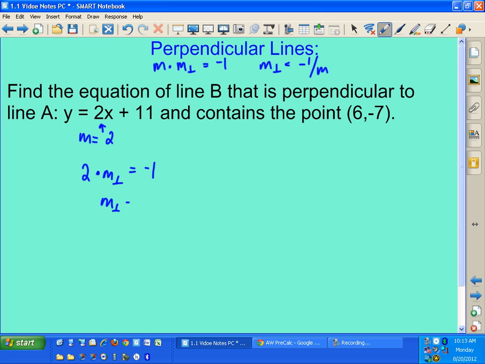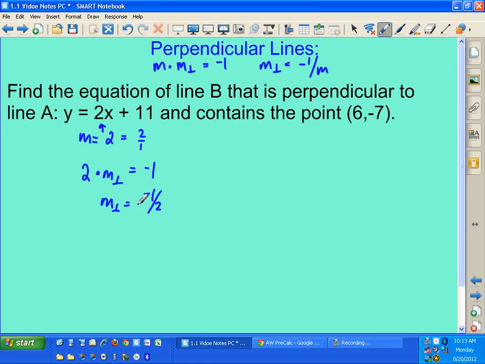So if I divide by 2, my perpendicular slope will tell me it's -1/2. Another way to look at it is just to flip this fraction over. The slope fraction itself is 2 over 1. Flip that fraction over and change its sign. And that's really what's happening. But the best bet is to just think of this equation right here. Think of the given equation at the top and solve for your perpendicular slope. So now my perpendicular slope for line B is -1/2.